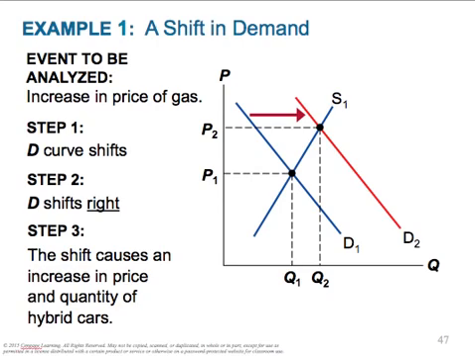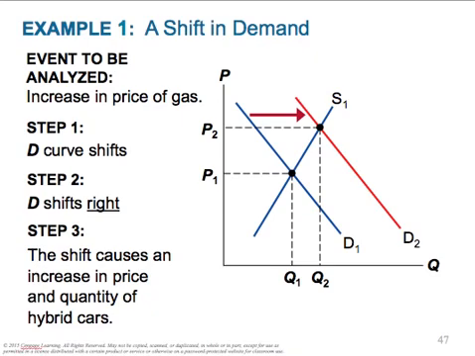Let's say there's a shift in demand. The event that causes a shift in demand is the increase in the price of gas. Well, we all know cars run on gas and hybrids use less gas. So step 1, we know the demand curve shifts. Step 2, which way? Well, we're talking about the cost of something that's an input to the car that uses less of it versus cars that use more of it.